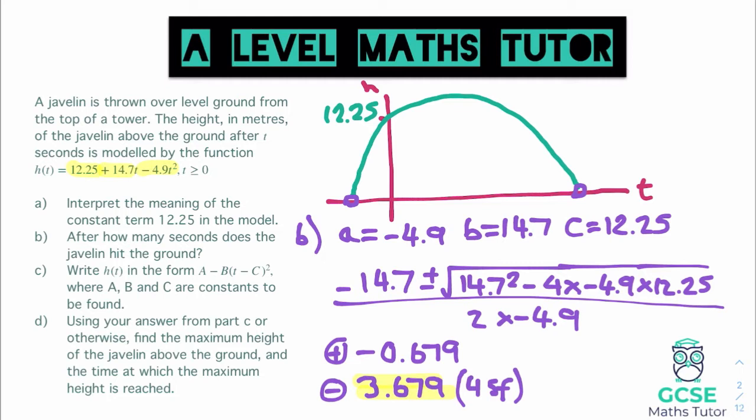So that is part B. We have found after how many seconds the javelin hits the ground. Well, after 3.679 seconds, and that is the answer to part B. Now we're obviously going to have a look at part C.